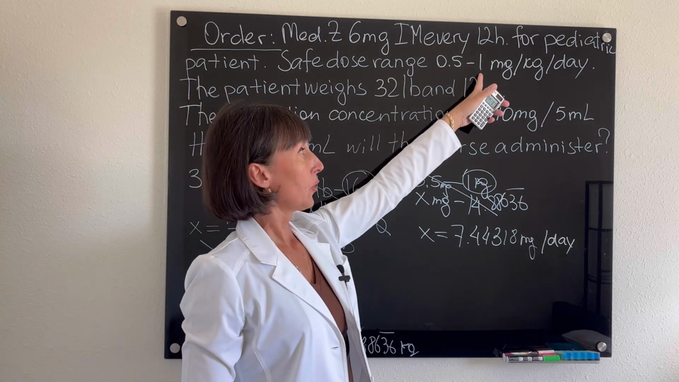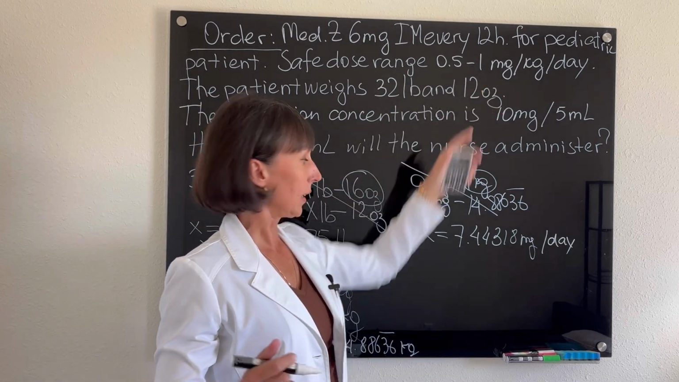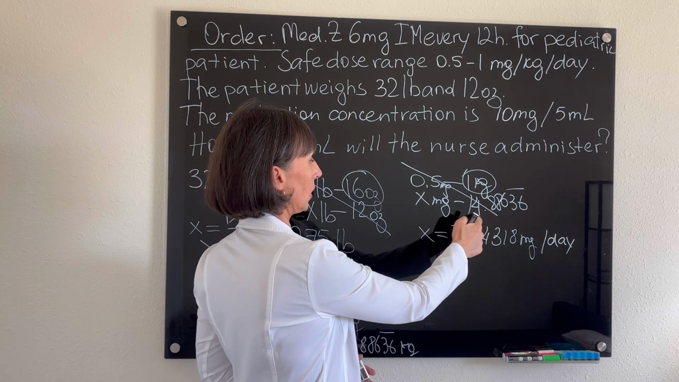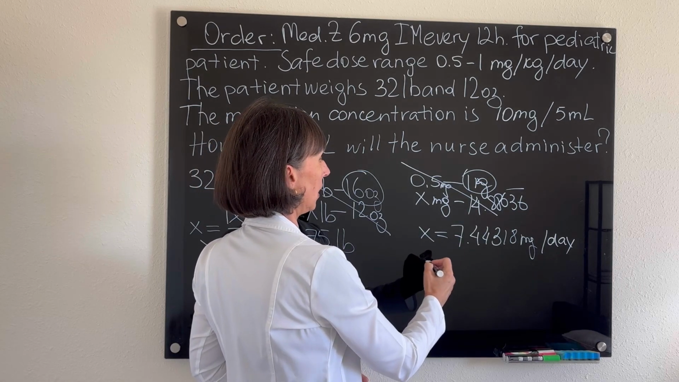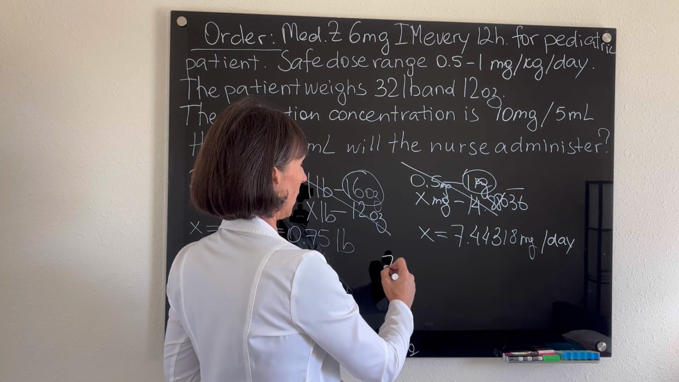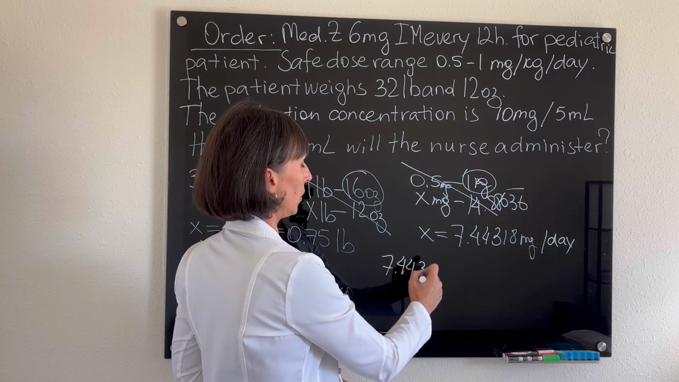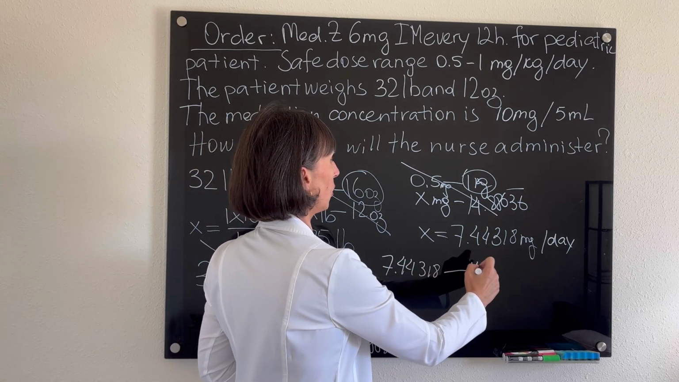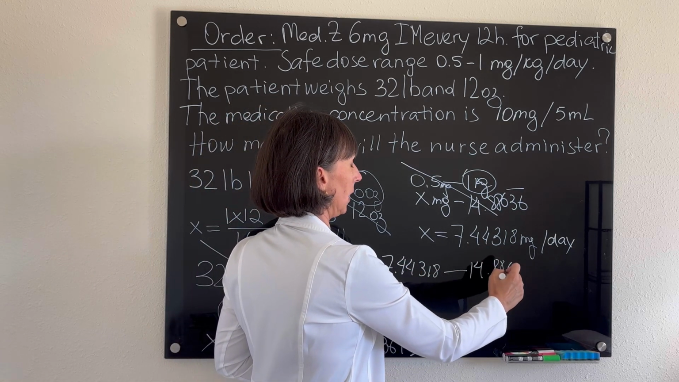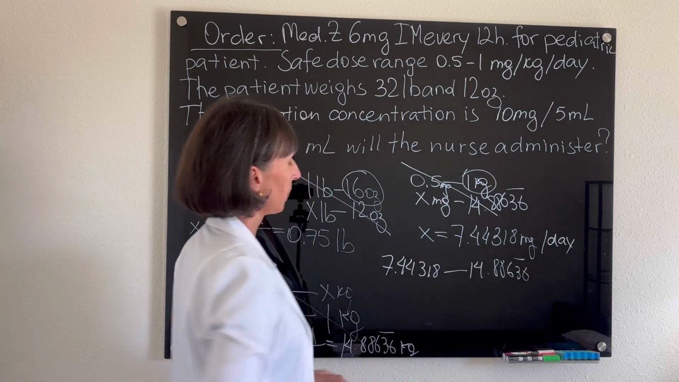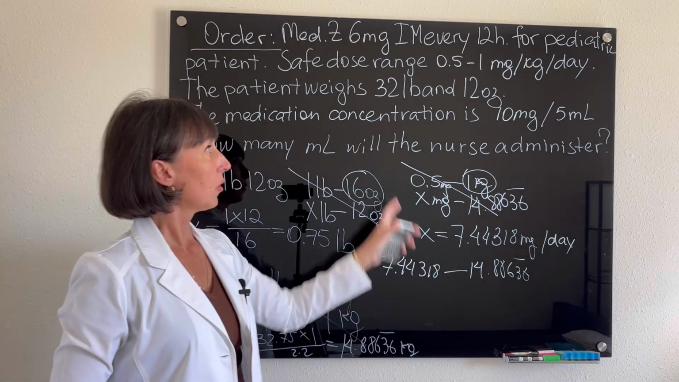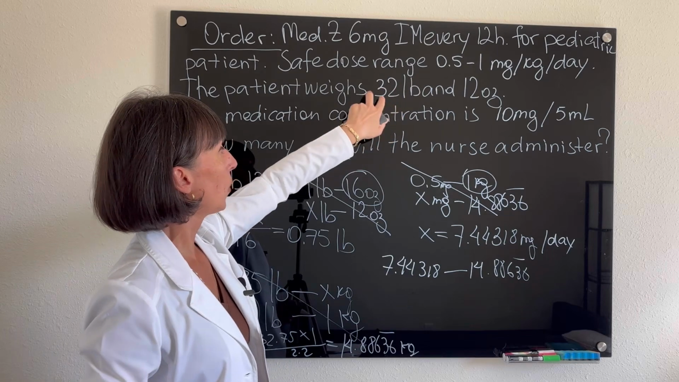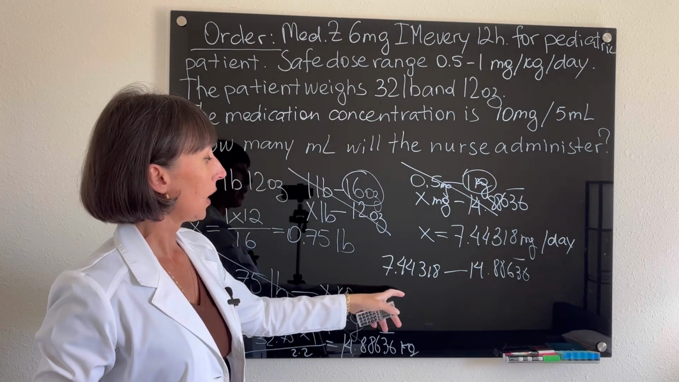Now the other number of the range is 1. 1 is 1. It's not going to change anything, so we're going to keep this number and say that my range is now 7.44318 and 14.88636. This is my new range for this patient who weighs this many kilograms.